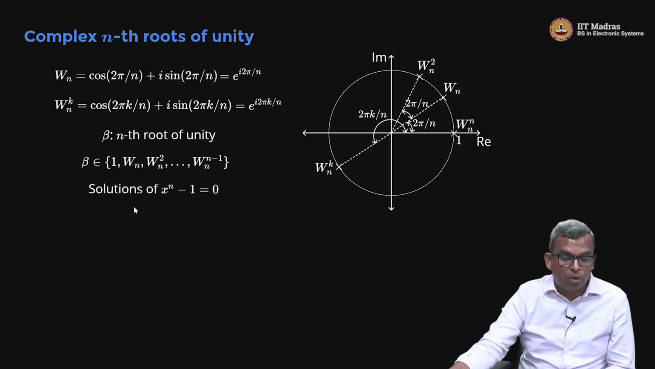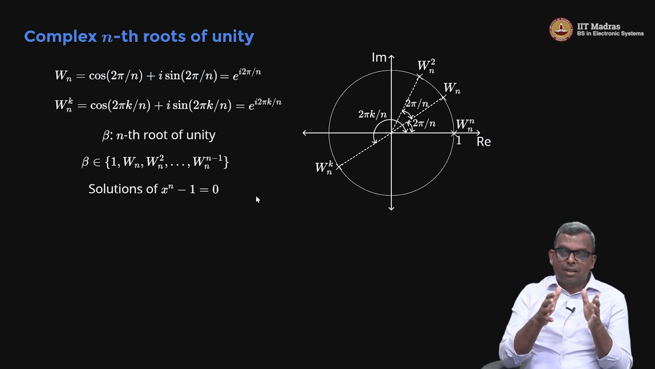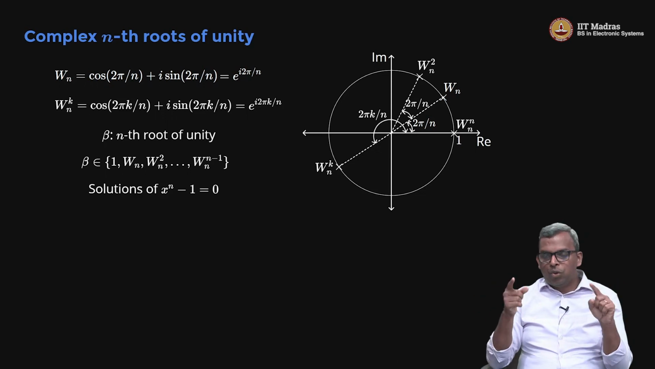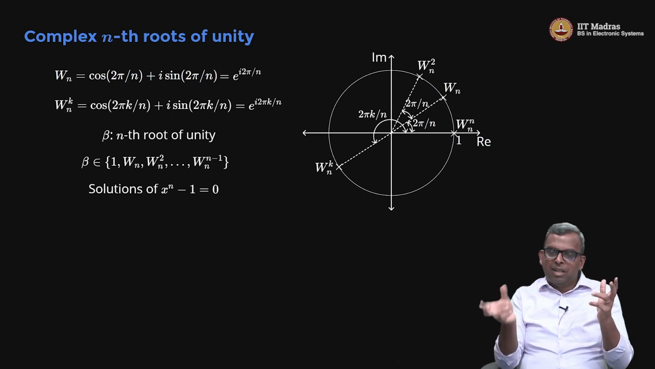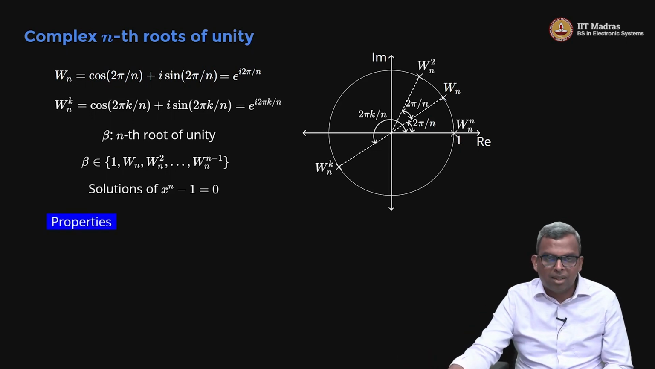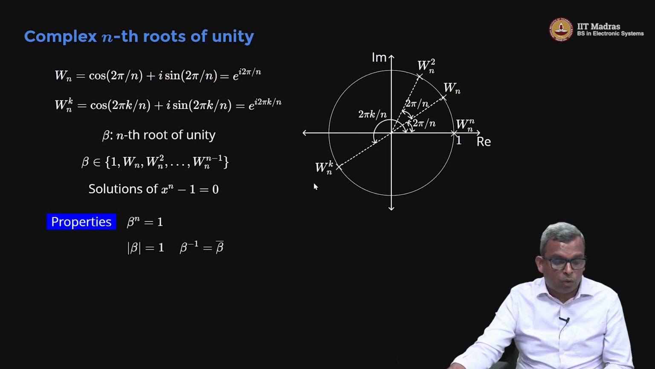So these are the cube roots of unity, nth roots of unity, and the solutions of x power n minus 1. You can see this will be connected to the transform of length n vectors. If you cyclically shift them, the same transform will work, the same sort of theory will work without any difference whatsoever. Okay, so some of the properties are useful. Beta power n is 1, absolute value of beta is 1, beta inverse is beta bar, right? So all of these things you can see.